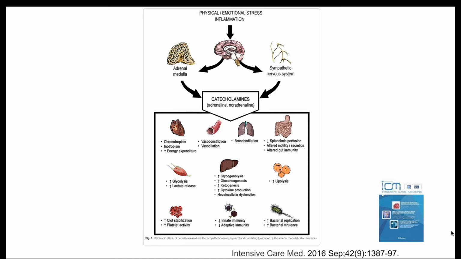In the respiratory system, it can cause bronchodilation. It can decrease the splanchnic perfusion and alter the motility. There can be increased glycolysis, increased lactate release from the liver. There is increased glycogenolysis, gluconeogenesis, increased ketogenesis. There is increased lipolysis. There is increased clot stabilization and increase in platelet activity. There is a decrease in innate and adaptive immune response, and there is an increase in bacterial virulence and replication. So these are all the effects which can occur because of increased sympathetic nervous stimulation.